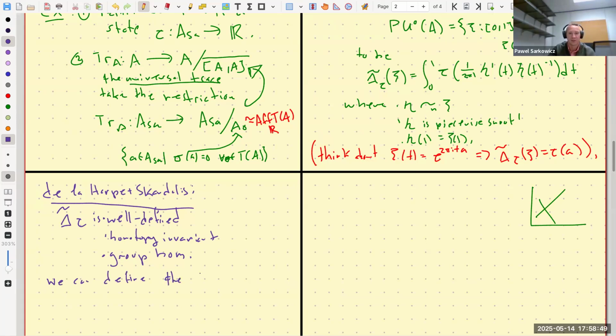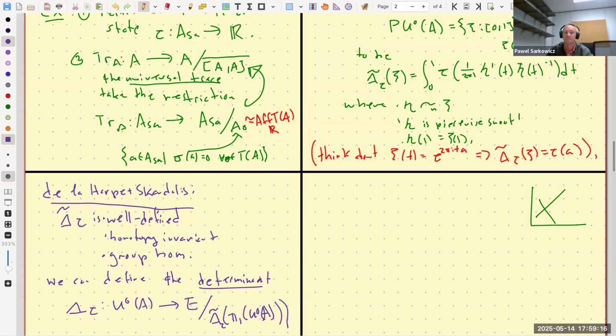Let's say the determinant associated to tau. So this will be a map delta from the connected component to our space E, our vector space. And what we're going to do is we're going to mod out by this predeterminant on the fundamental group of U(A). Right, if I've got a loop, let's just mod out by that.